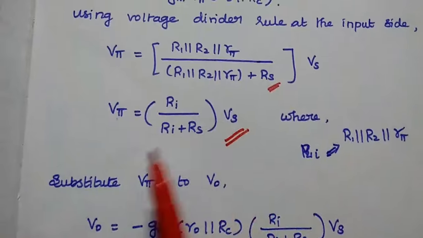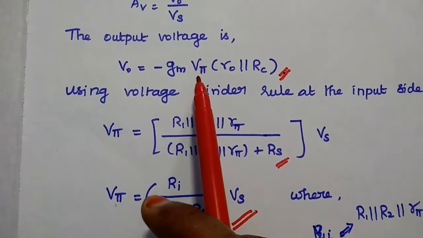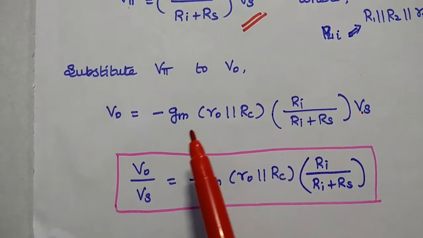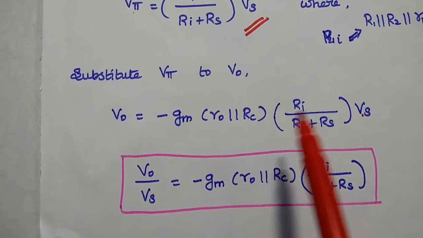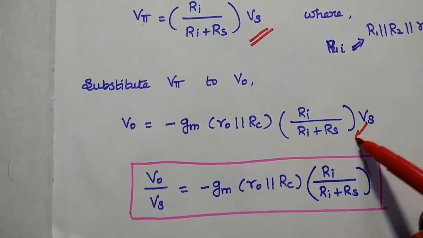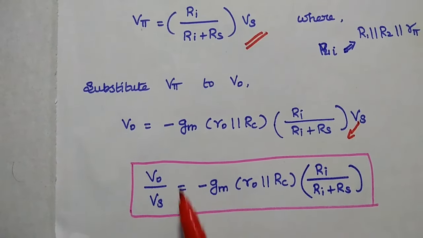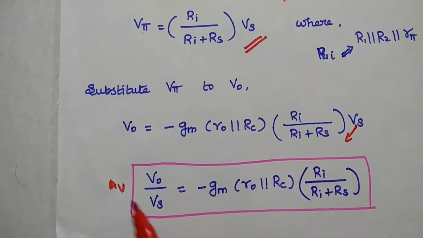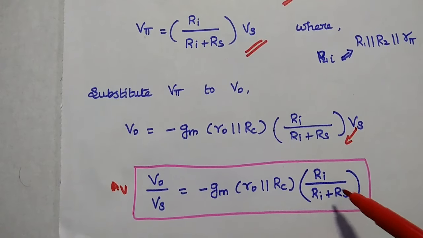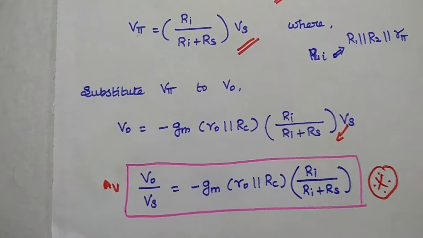We are going to substitute this V pi value in this Vo equation. So this V pi is replaced with this value here. Then we can get Vo is equal to minus Gm Ro parallel with Rc into Ri by Ri plus Rs into Vs. Then we have to simply move this Vs to this left hand side as a denominator. Then we can get Vo by Vs, that is nothing but voltage gain. Correct? That is equal to minus Gm Ro in parallel with Rc into Ri by Ri plus Rs. So this is the voltage gain of the CE amplifier.